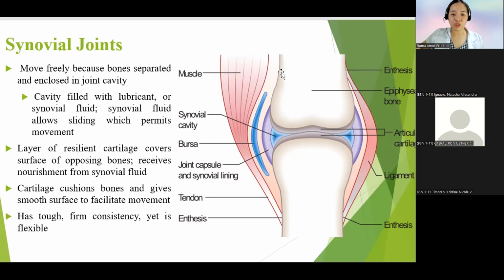Imaginein mo kung hindi yan smooth at kung pointed siya, no? Imaginein mo yung kapag kumain ka ng native naman ako, no? Masyado silang mga matutusok. Pero ang galing na pagkaka-design sa atin na this one has a smooth surface to facilitate movement. But it is a smooth surface, but it has a tough, firm consistency, but it is also flexible.